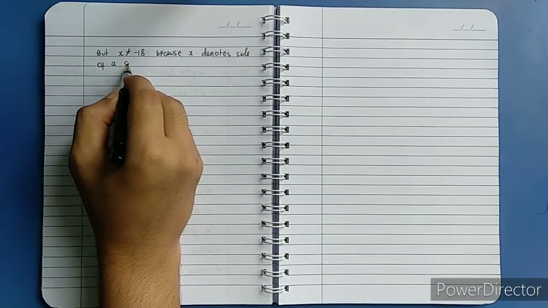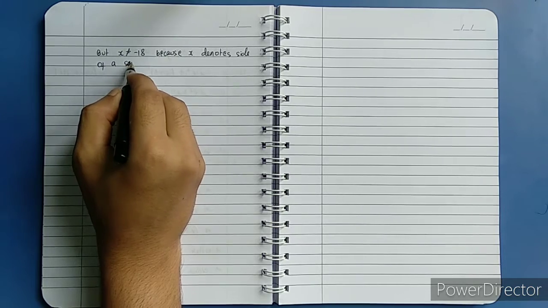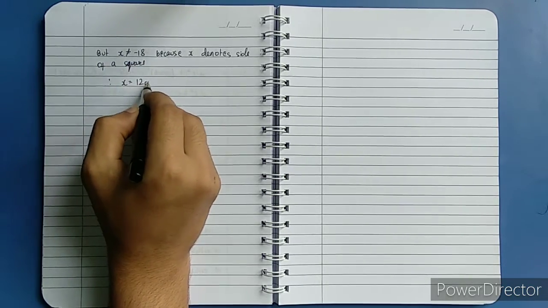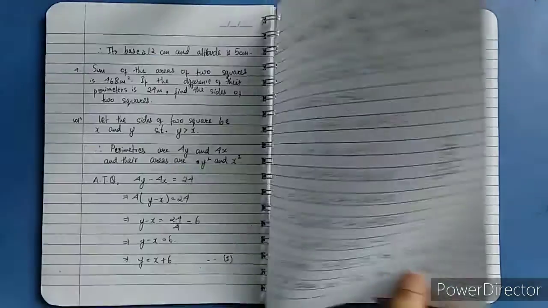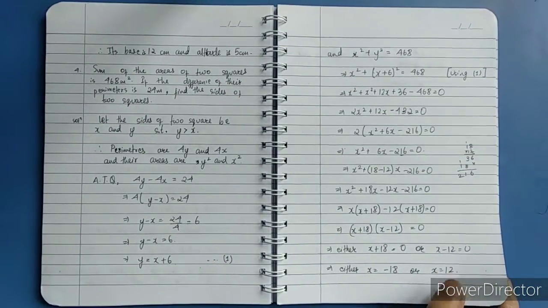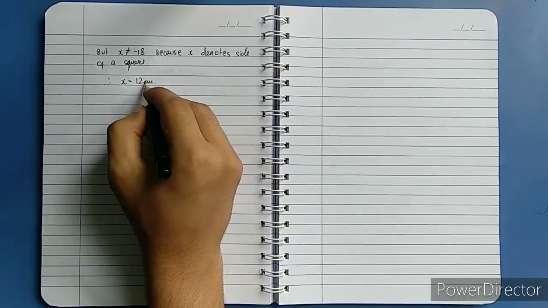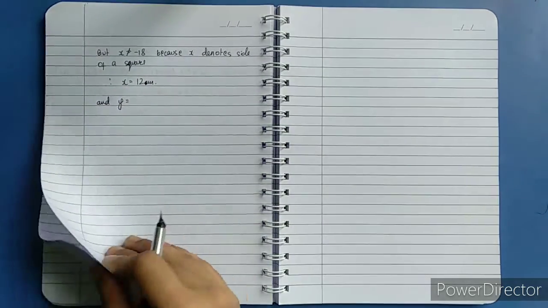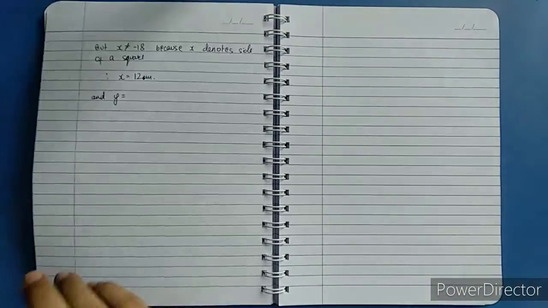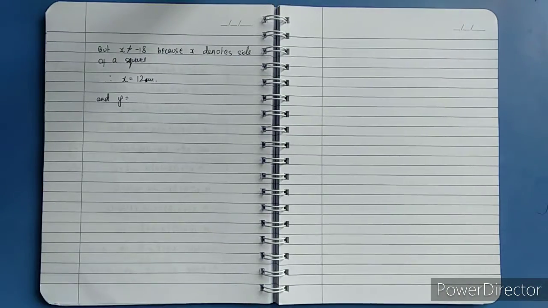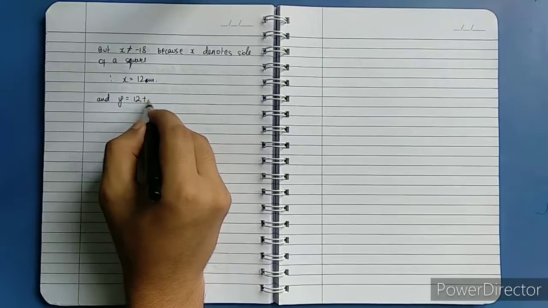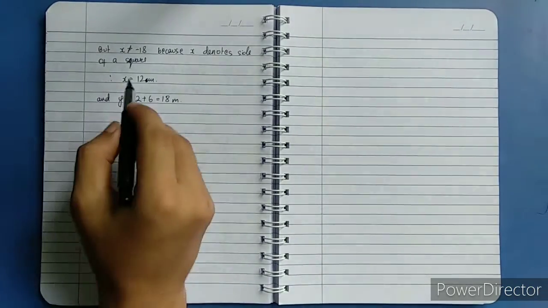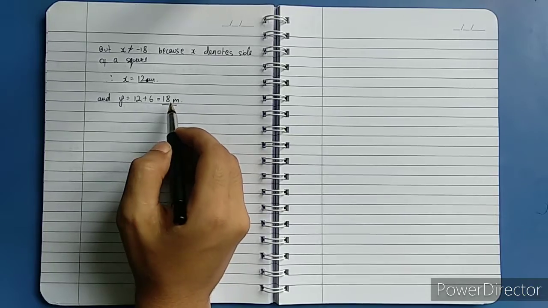It cannot be negative. Therefore, x equals 12 meters. So we have the value of x as 12 meters, and y equals, we had y equals x plus 6. So 12 plus 6 equals 18 meters. So therefore the sides are 12 meters and 18 meters.